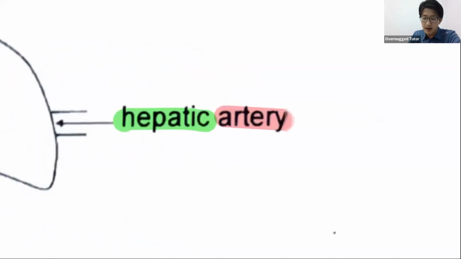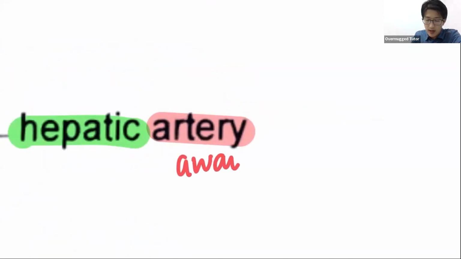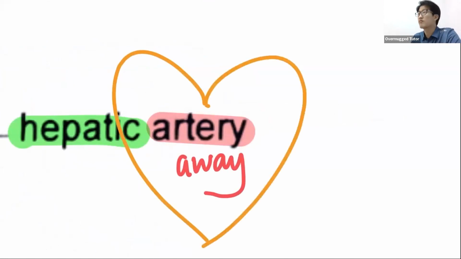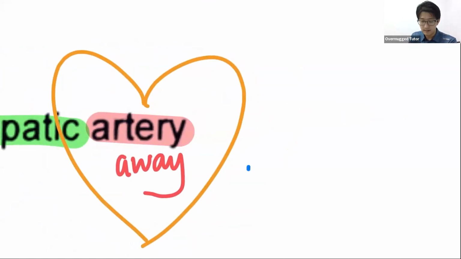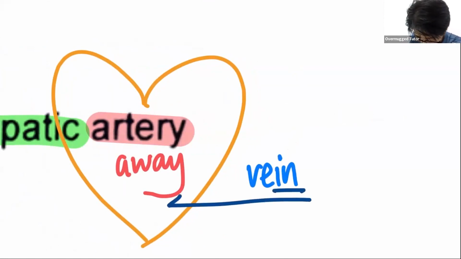Artery, A for artery, A for away from the heart. Okay, so arteries always transport blood away from the heart. Its counterpart, the vein, brings blood into the heart. Let me see that over there. Okay, so artery away, vein goes in.